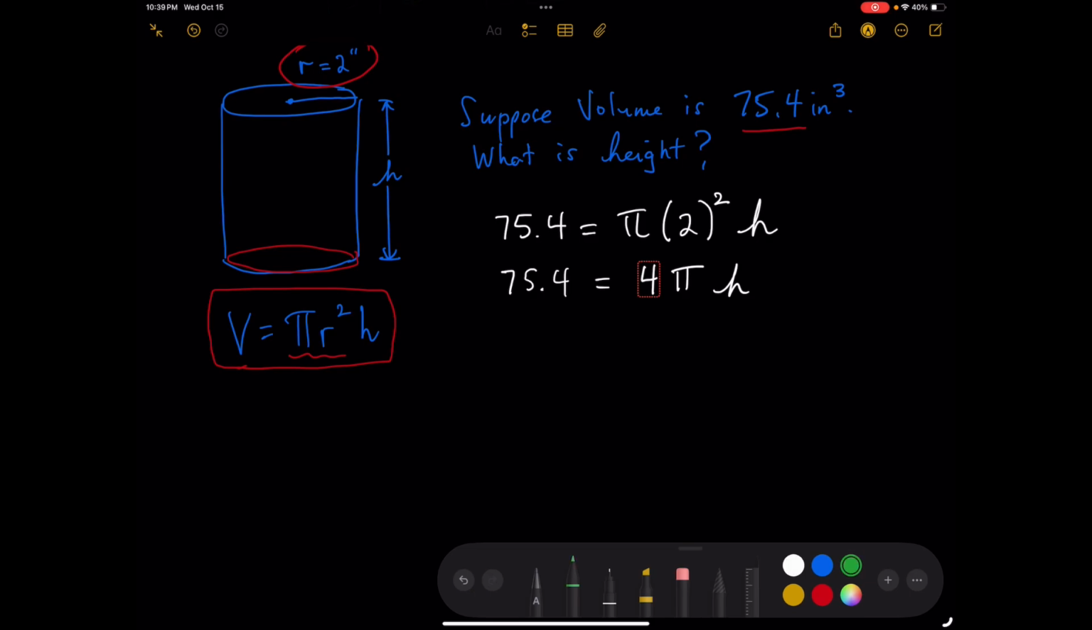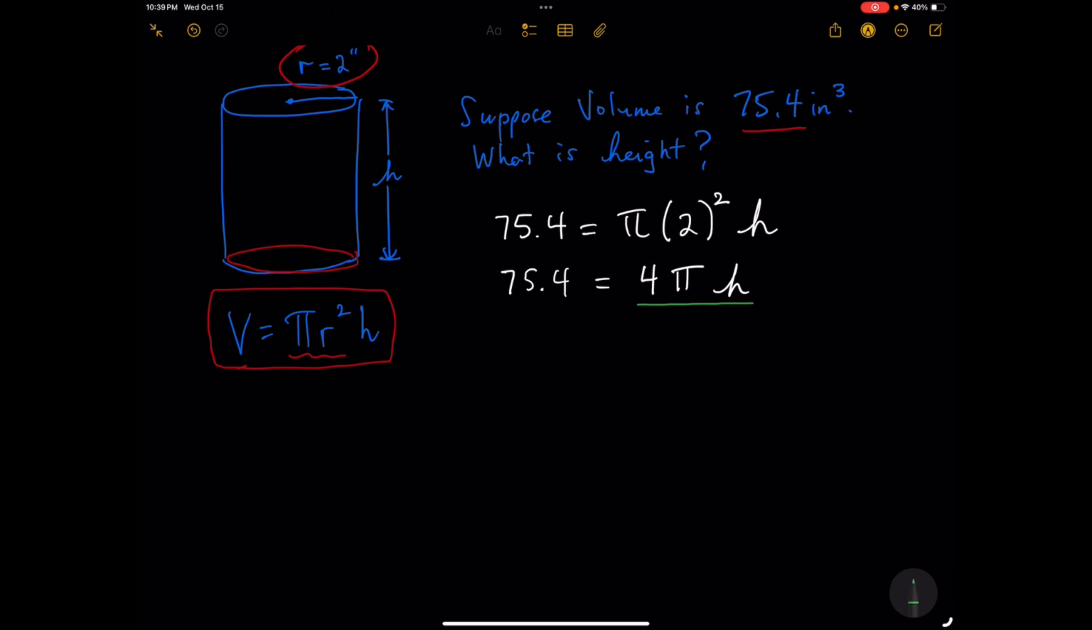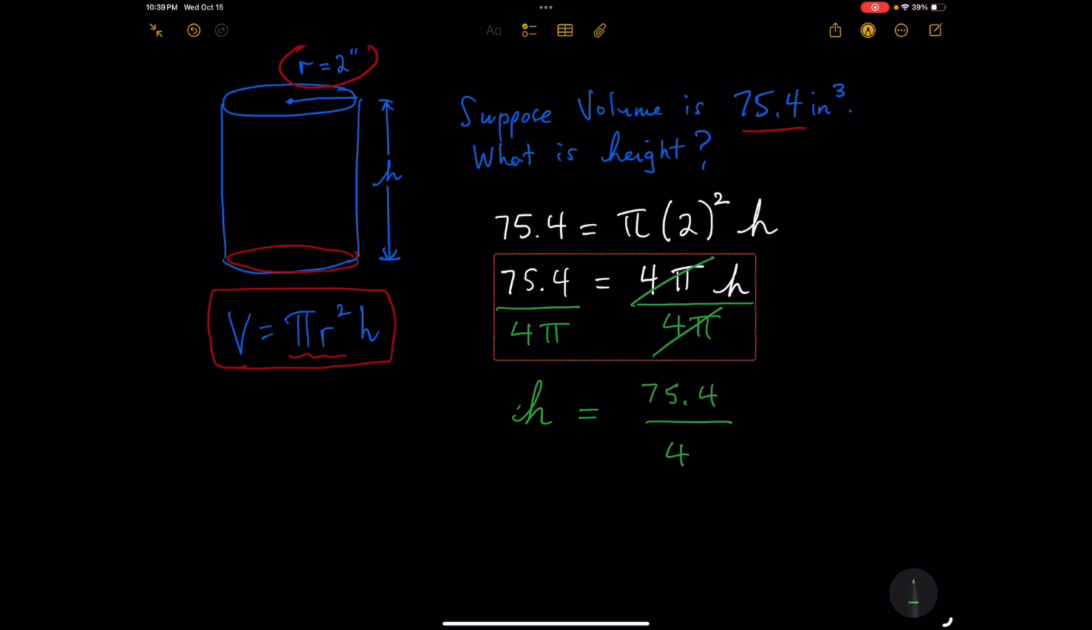And the pi is a fancy symbol there, but it's also just a number. So we're going to divide both sides by, excuse me, 4 pi. And that's the nice thing about that, the 4 pi's divide out, and our final answer is h equals 75.4 divided by 4 pi.